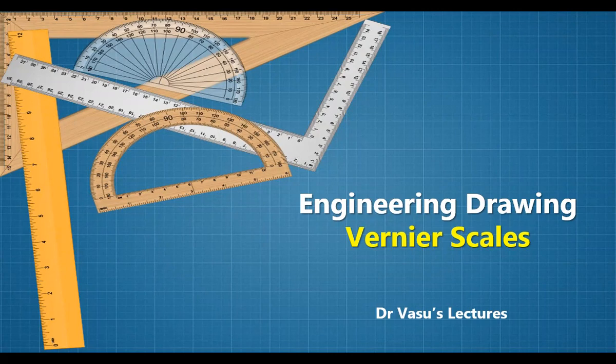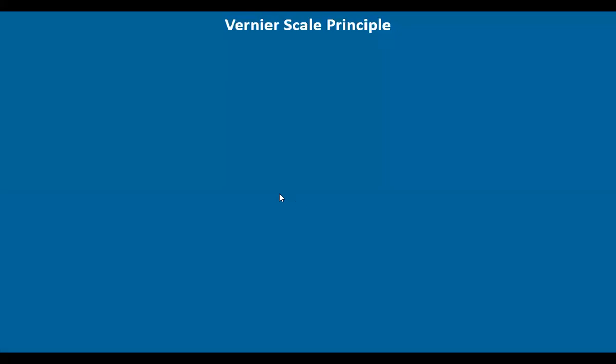Now let's see what these Vernier scales are. Very interesting scales these Vernier scales are. Here, using this scale, we can show a third dimension also, like we have shown a third dimension in the diagonal scales. Here also, a third unit is possible. Let us see the principle, how it works.